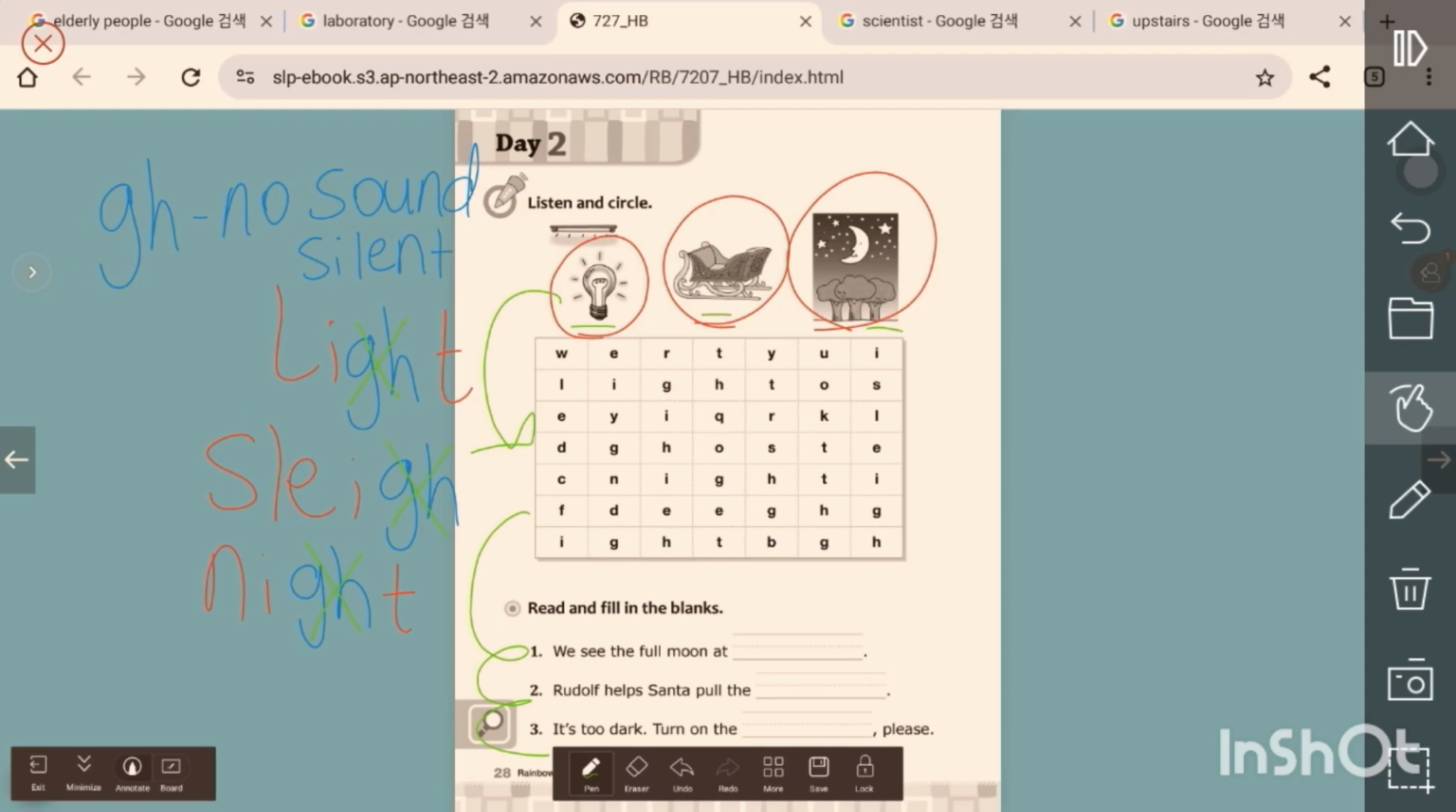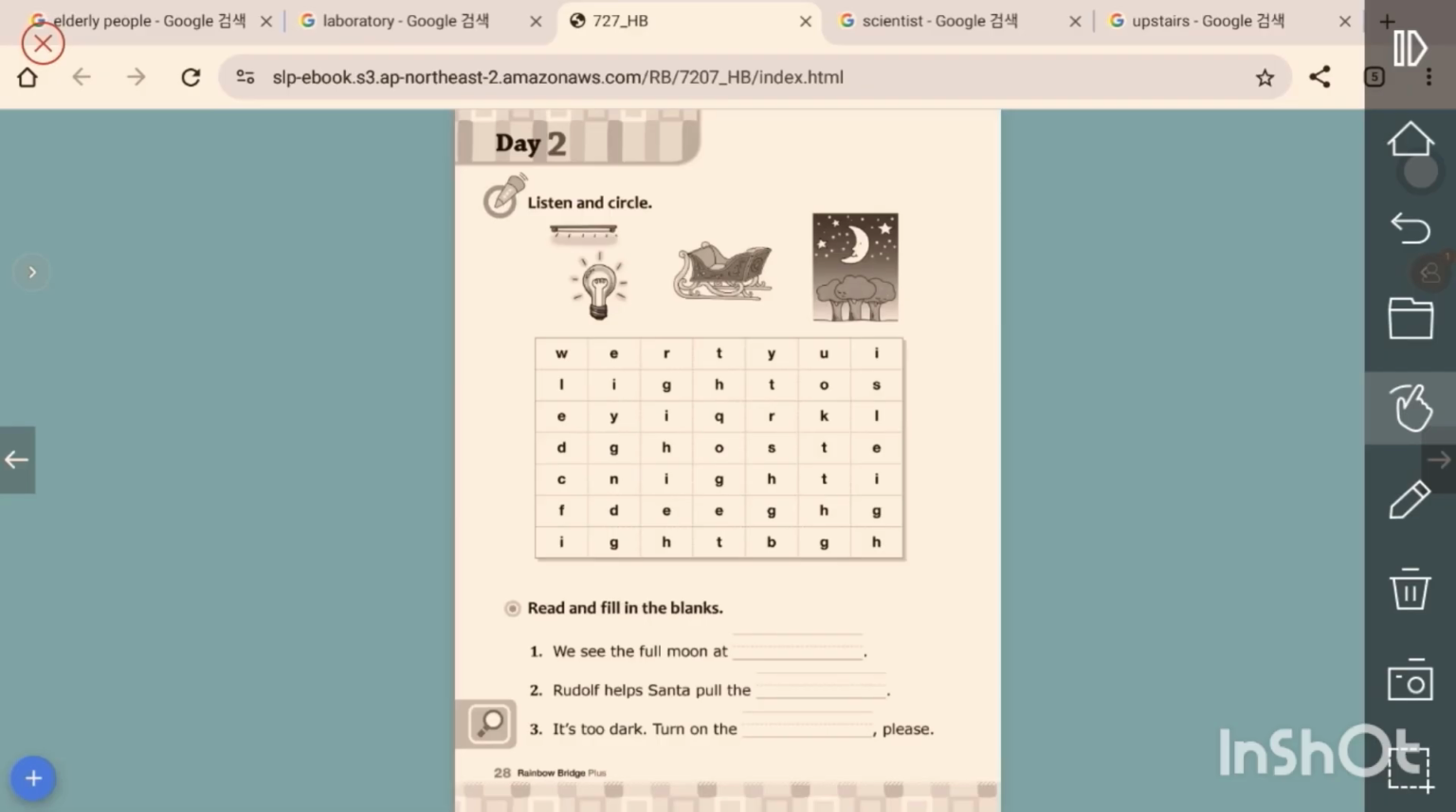Then I would tell them the directions. Here, use these words to look here, and then look for these words and read the sentence and put them in there. So we see a full moon at night. Good job. Then I write night in there so they can know how to do their homework and complete their homework. This is how I go through silent letters with my students, and I hope this helped you today.